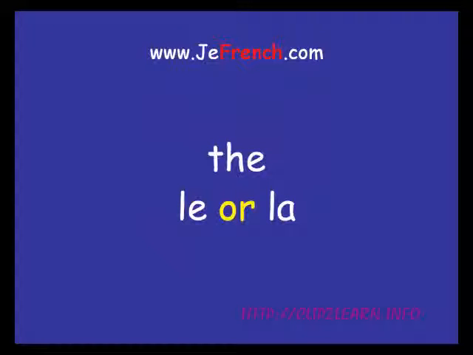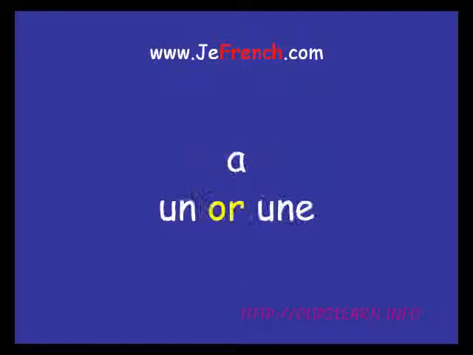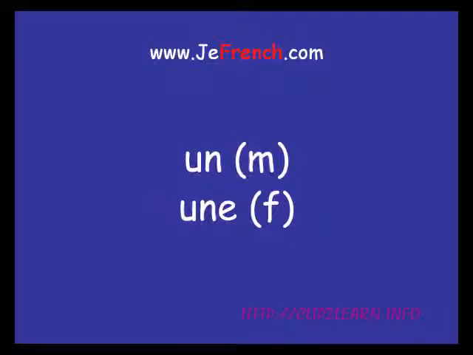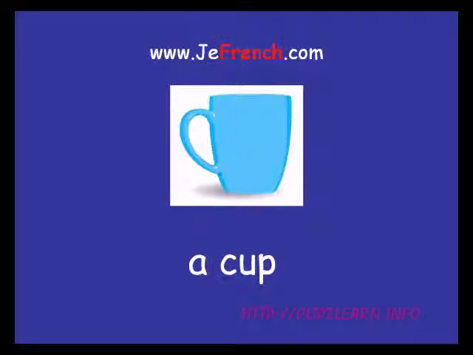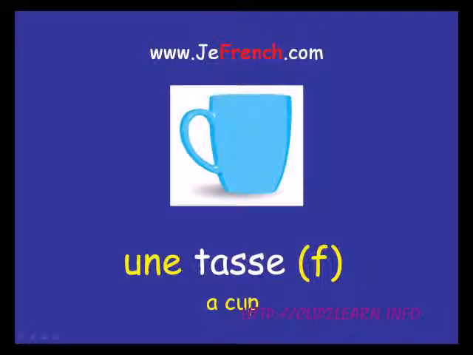Now an article like the in English will be le or la in French, depending on the gender of the noun. Le goes with a masculine noun and la with a feminine noun. A, the English A, will be un or une in French. Un if it's masculine, une if it's a feminine noun. So a cup, for example, we say une tasse. By looking at the article une, you're able to tell that it's a feminine noun. Tasse is feminine. And that's the way you learn it.